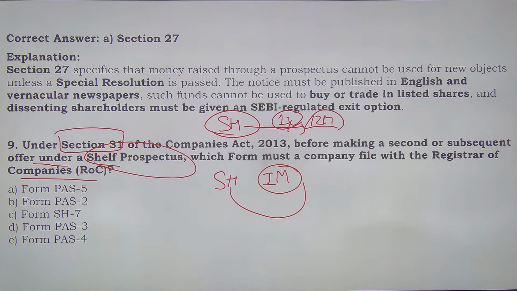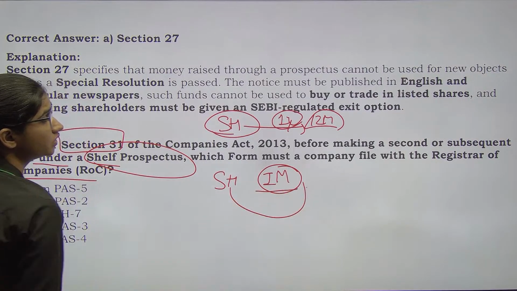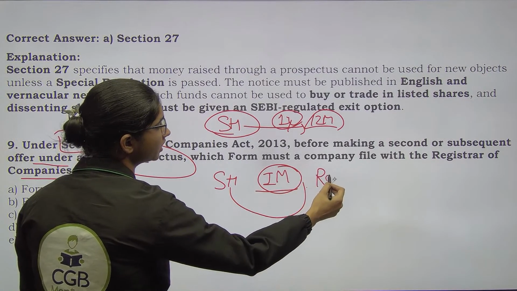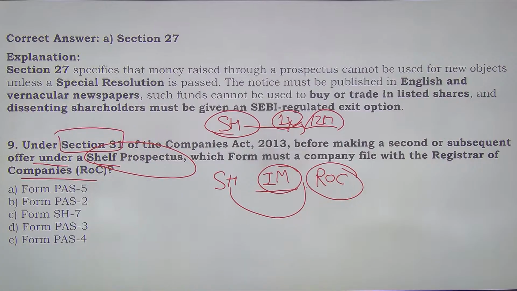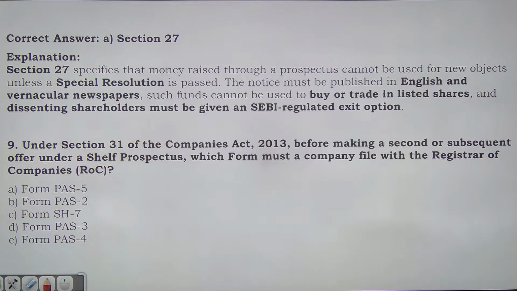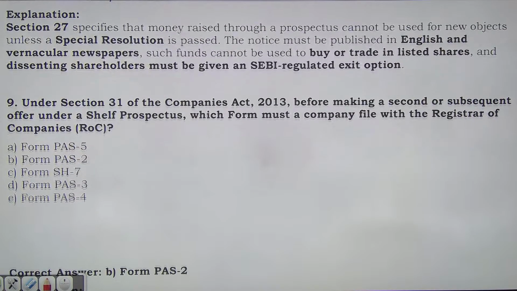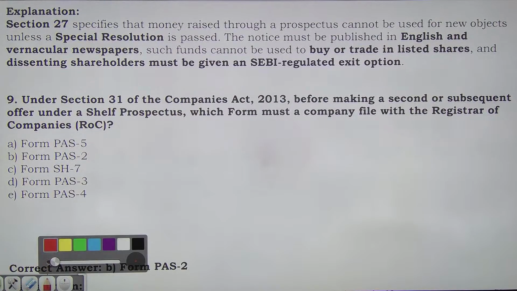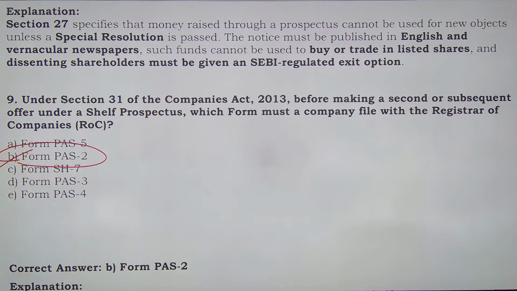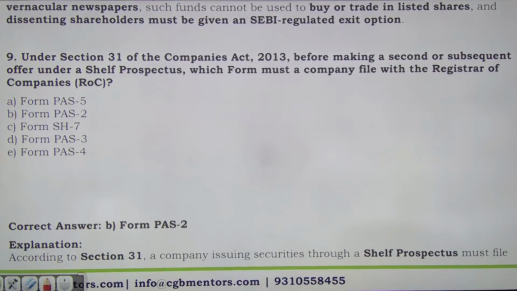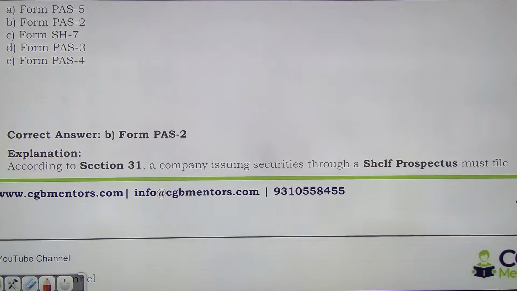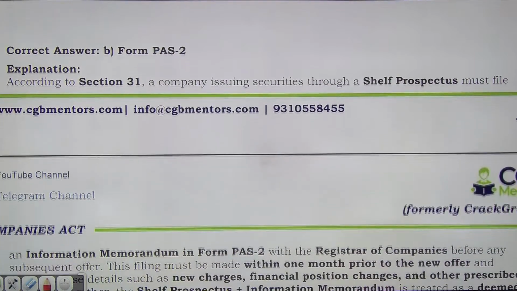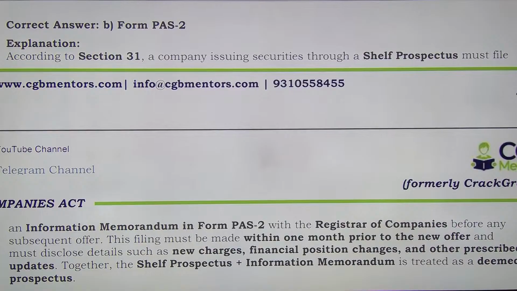But what they have to do is they have to file this information memorandum with whom? With the ROC, okay, in a particular form number, and the question is trying to ask you कि which is that form number, okay. So let us know which that form number is. That form number is form number PAS2, okay. So the answer here is B. So PAS2 form number में the company has to file the information memorandum, okay, with the ROC. Please remember section number 31 is teaching you about the shelf prospectus, okay.